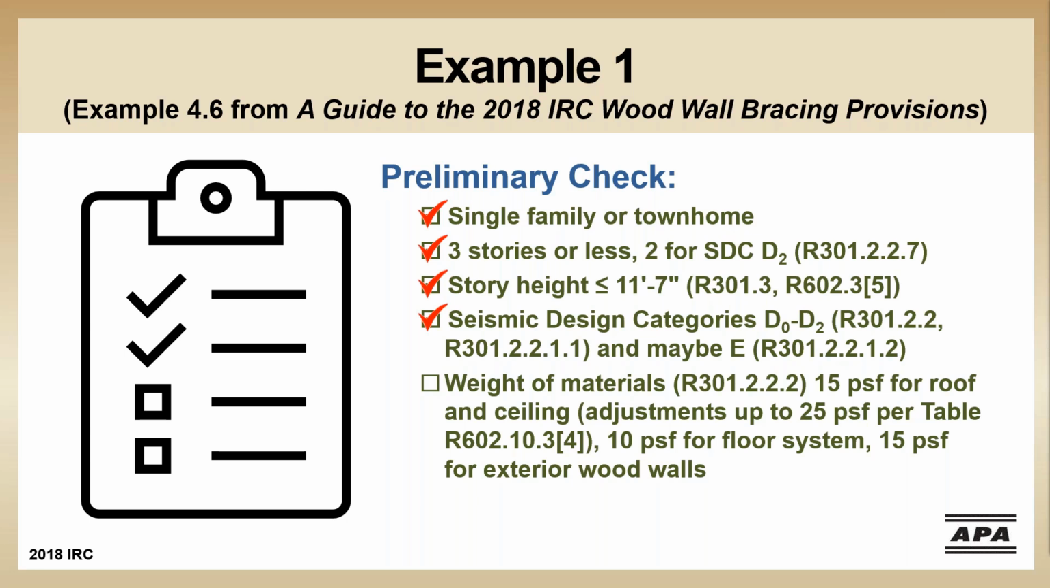We're a single family home, we're less than 3 stories, and we've got a story height less than 11 foot 7 inches. We're also in seismic design category D2, so we're going to fit in there as well. Since this home is in a high seismic region, we're going to be especially concerned about material weights, which is this last item on the checklist.